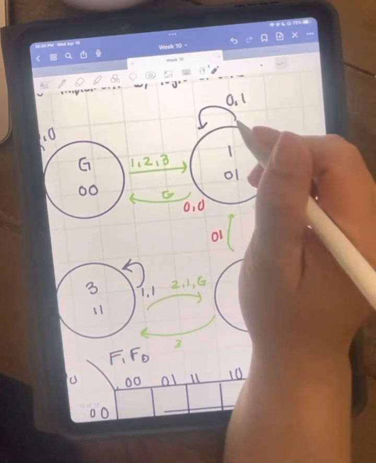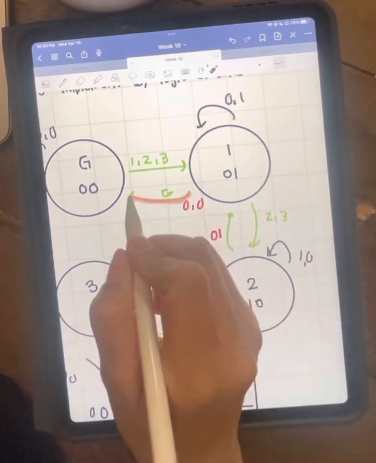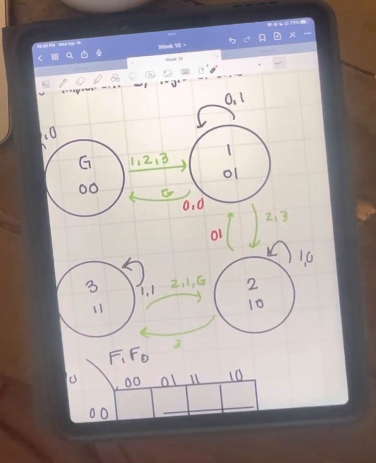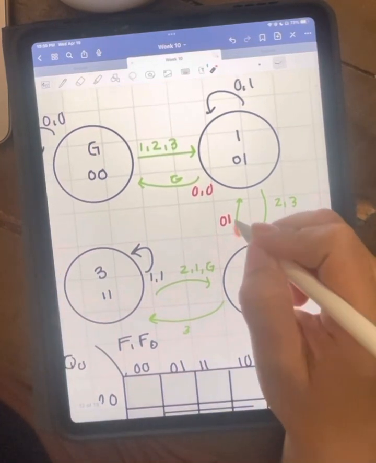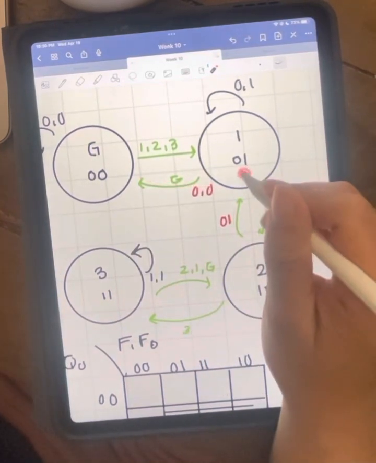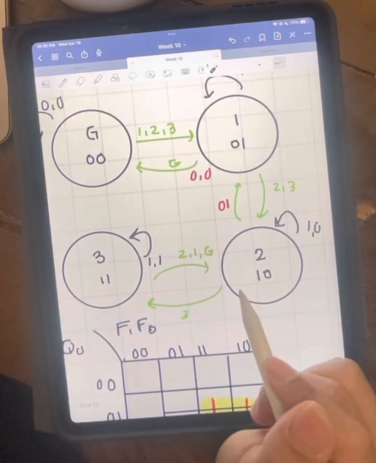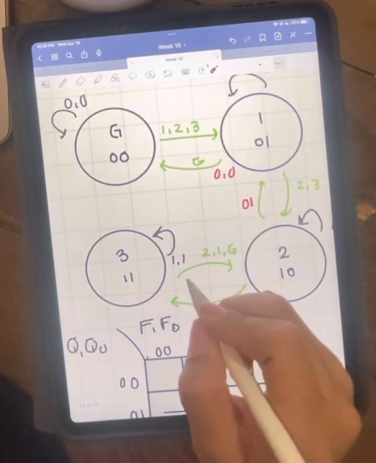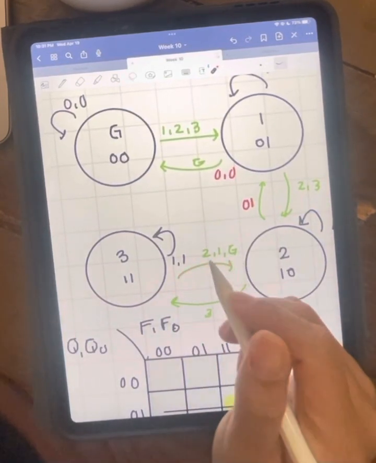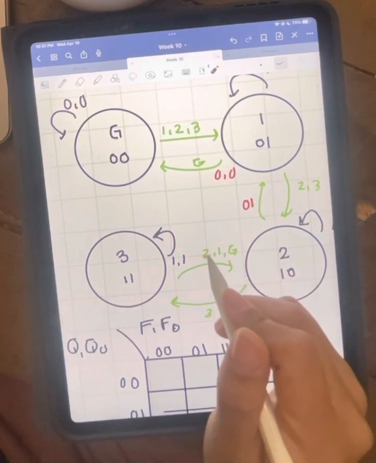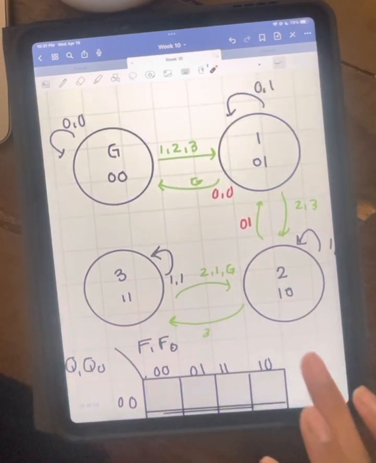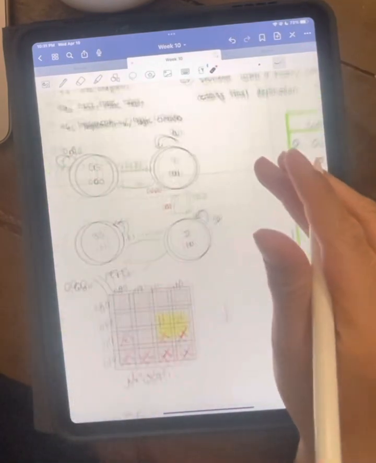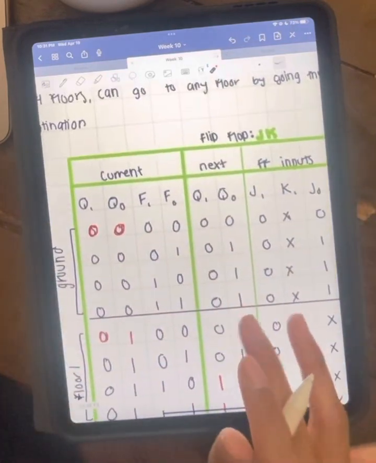So if we're at 1, we can stay at 1. We can go to the ground floor, or we can move on and go on to 2 or 3. If we're at 2, we can go back to 1, or we could go back to 0. Either way, we're going here. And we can go to 3. Now, if we're at 3, we can stay there, or the only other option is to go to either second floor, first floor, or ground level. So taking this state diagram, we will be moving on to the next state table.